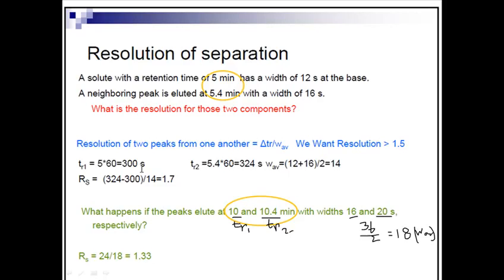Okay, now in this case, if we subtract TR1 from TR2, we end up with 0.4 minute. If we need to convert this minute into seconds, we can do it by multiplying by 60, because 1 minute equals 60 seconds. By multiplying with 60, we end up with 24. So what we have here is the difference between TR2 and TR1, which is del TR, and we have the average width, which is W average.